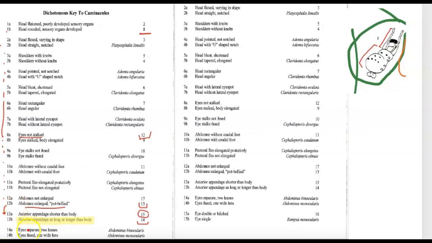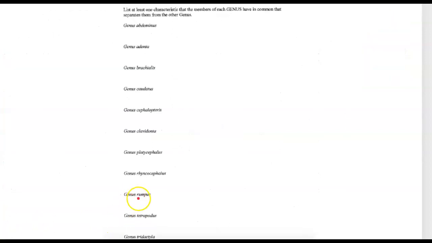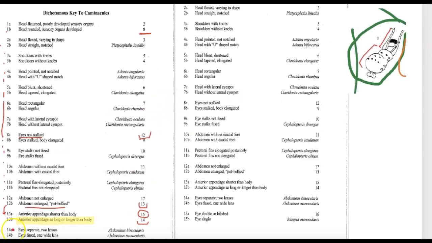So once you know what caused them to split apart, you're going to come to this page and you're going to find the genus that the caminacule goes in, and you're going to write out that trait. But we need to figure out what the caminacule is. So let's go to step 14. So you got this guy here, and there will be one more, another caminacule that also went to step 14. One of them will have eyes that are separate with 2 lenses, and the other one, number 1 here, eyes that are fused, 1 wide lens. Now I know what my caminacule is.